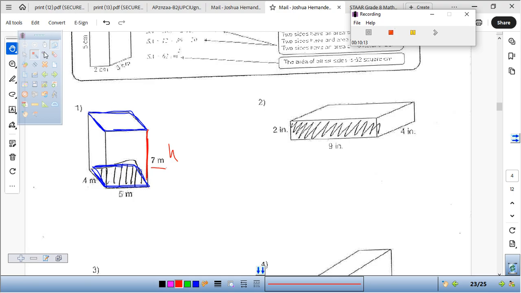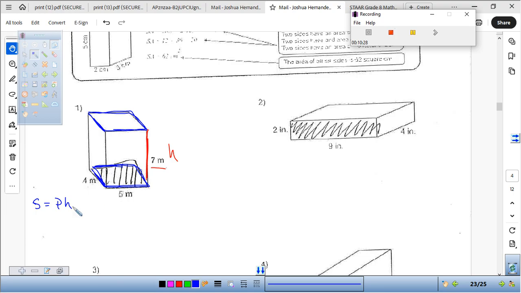Okay, so we're just going to start off very easy. This left-hand side, we'll do two things. First off, the lateral surface area, which is just the sides. So here S is equal to P times H.